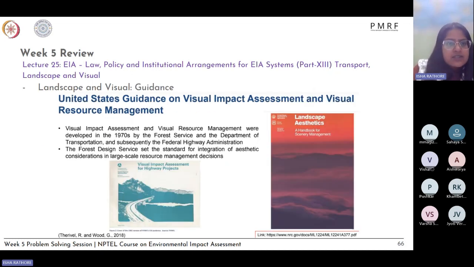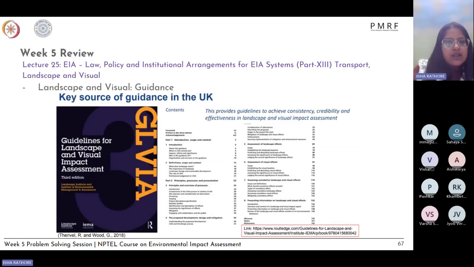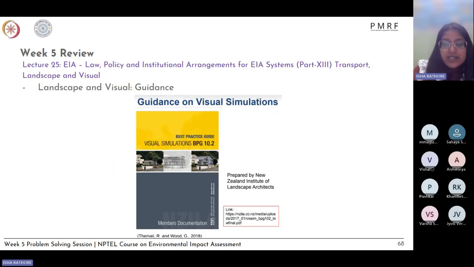Then we have certain guidances which are available for visual impact assessment and visual resource management. So these are again by different agencies at different points of time. We have guidance on landscape and visual impact assessment in the UK, relatively detailed guidelines for them, and guidelines for doing visual simulations and preparing these kinds of documents.